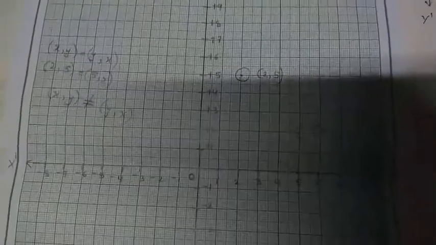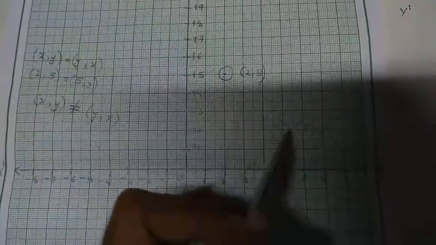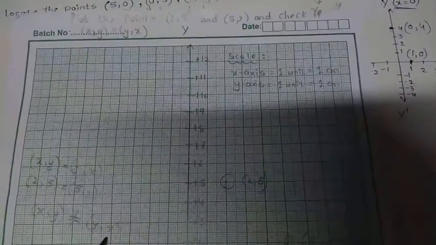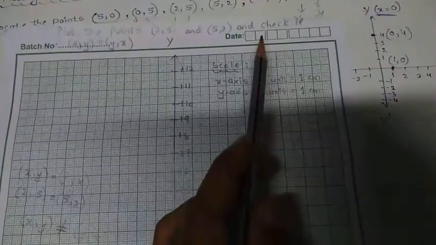If x, y was equal to y, x, both these points should lie on a single point. Here it doesn't happen. Why? Because we have two different positions for x, y and y, x, and hence we conclude that x, y is not equal to y, x. Another important fact about this problem is they have mentioned the word check. Check if x, y is equal to y, x.